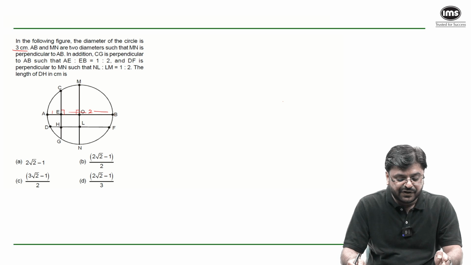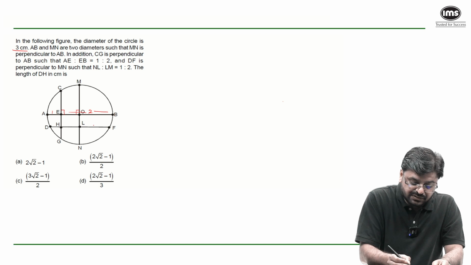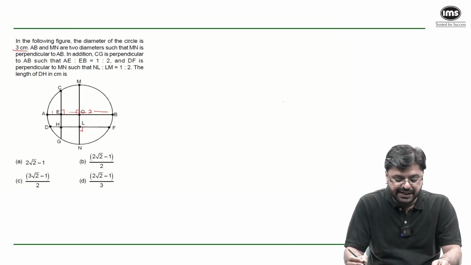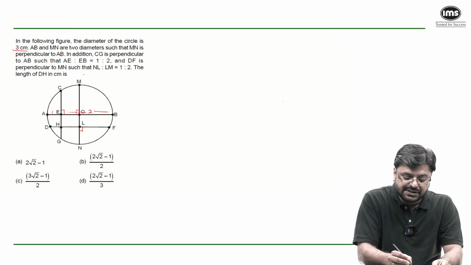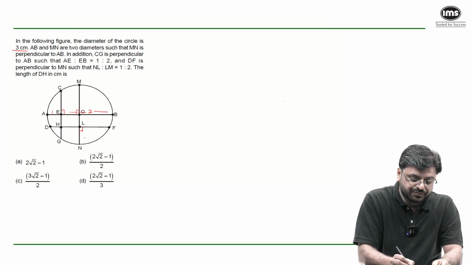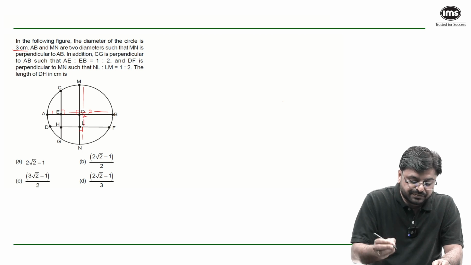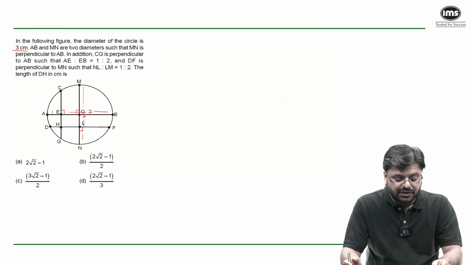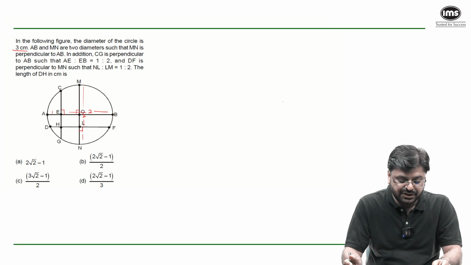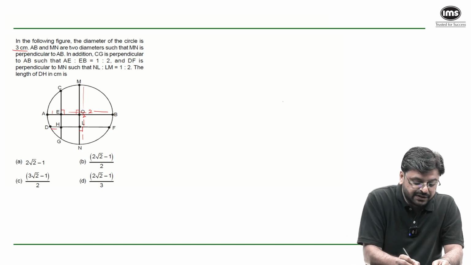Also, DF is perpendicular to MN such that NL is to LM is 1:2. Again, this is one part and this should be 2. The length of DH in centimeters. So we need to find this part.